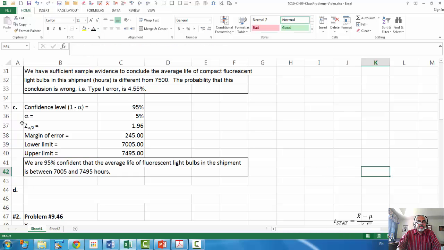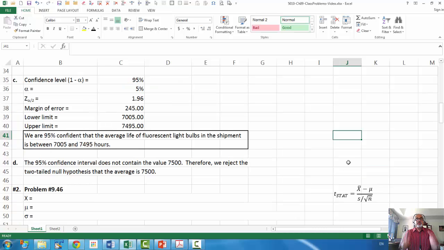So, that's the confidence interval for question C, and because 7500 is not contained within the confidence interval, we reject the null hypothesis. This is so only for a two-tailed test. When you have a two-tailed test, there is a correspondence between the two-tailed test and the confidence interval.